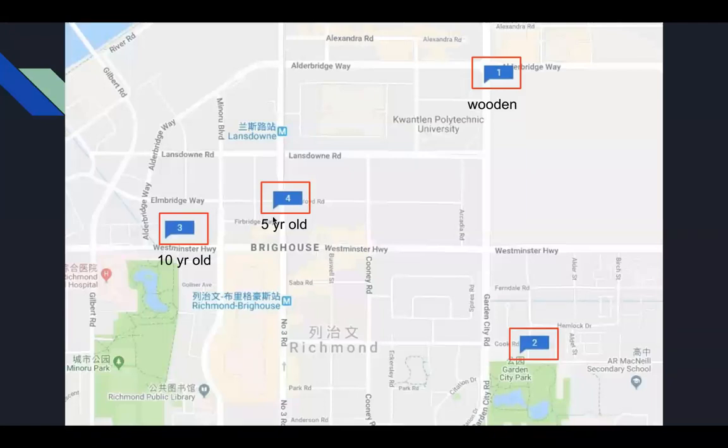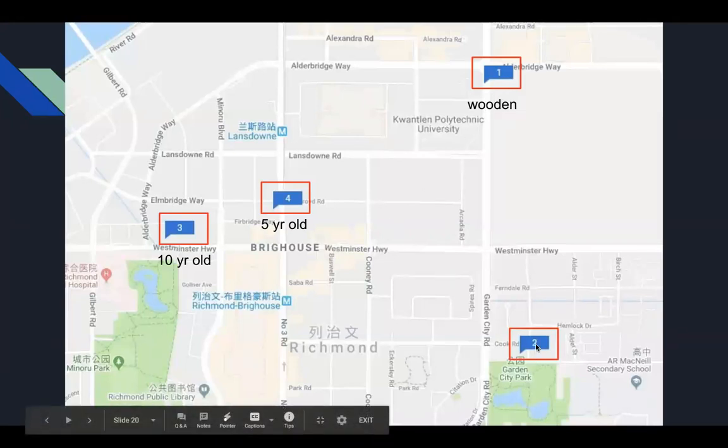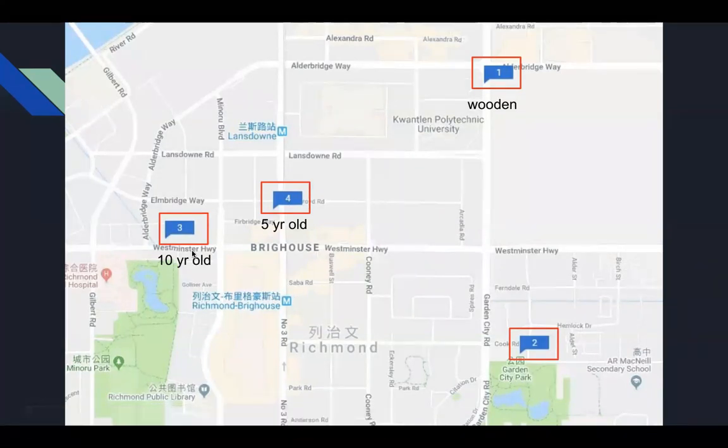So those 4 units, number 1 is a wooden structure over there by Oval Bridge. Number 2 is by Garden City Park. Number 3 is 10 years old, across from the hospital. Number 4 is probably by London Drugs. Okay.